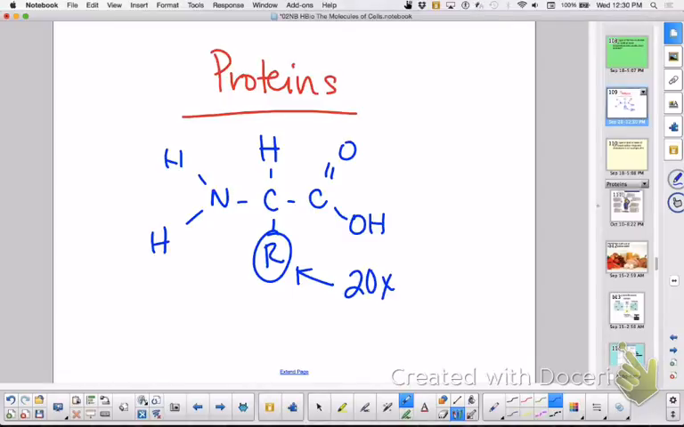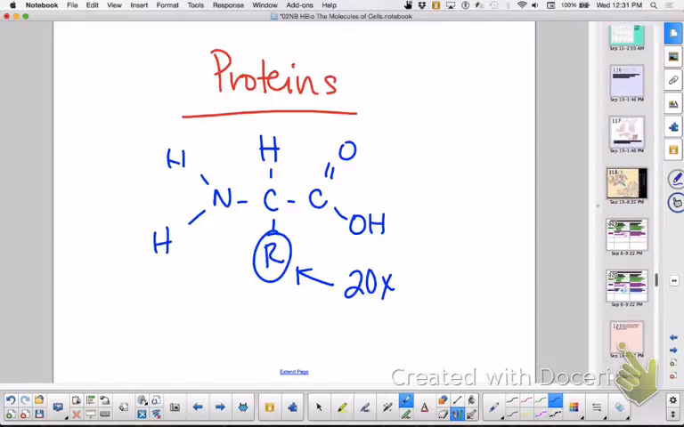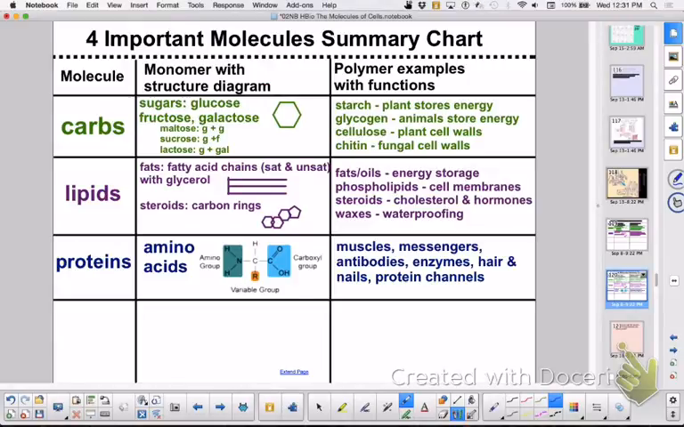When you start hooking amino acids together, you do it the same way, dehydration synthesis, but there's a special bond between this nitrogen and another amino acid's carbon. What kind of bond is that? Peptide bond, okay? And protein structure is very critical when it folds and everything to its functionality. Remember we talked about that. That was important, and we have all of that right here. Proteins are built out of amino acids, and you see them as muscles, messengers, antibodies, enzymes, etc.